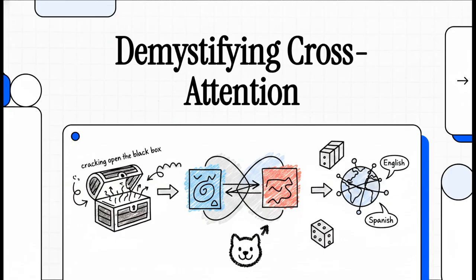If you've ever found yourself wondering how complex neural networks bridge the gap between English and Spanish, or really any two distinct sets of data, you are absolutely in the right place. We're going to visualize exactly how the math makes it all happen.